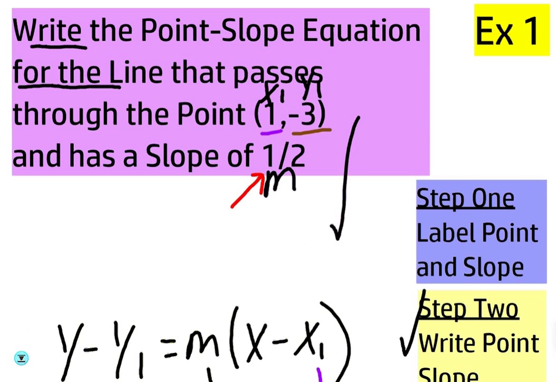Alright, first example, we have the point slope equation for the line that passes through the point 1, negative 3 and has a slope of 1/2. Label the point and the slope. First step. Now we're going to label the point x1, y1. You'll see why in a minute, but that's our first x, y value that we're given, so that's why they're called x1, y1. They're the first ones. So x1 is 1, y1 is negative 3. We still label the slope m as we did before with y equals mx plus b.